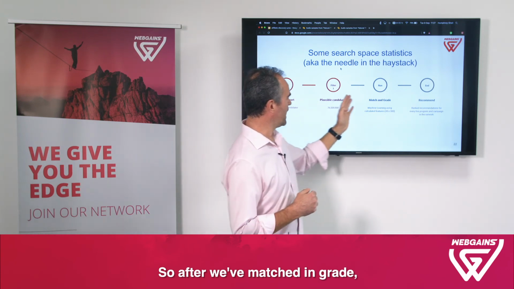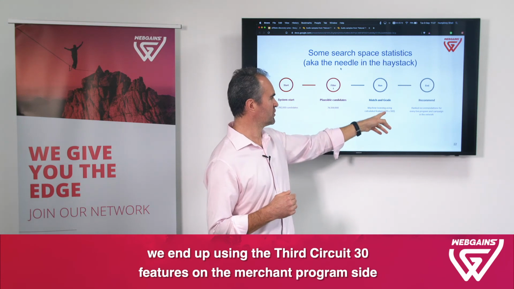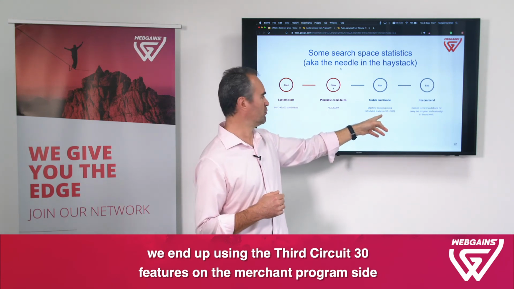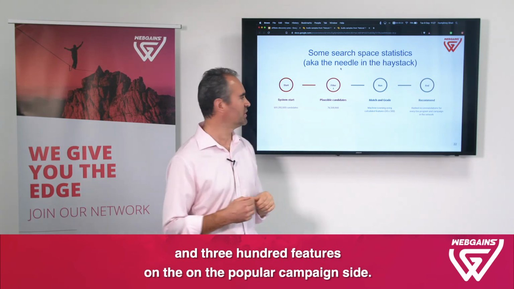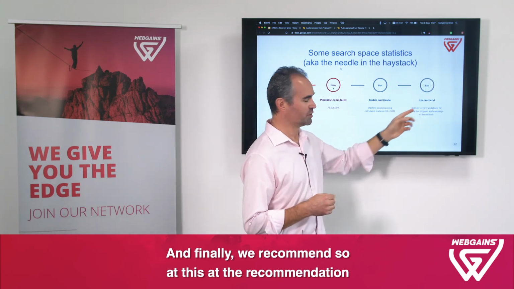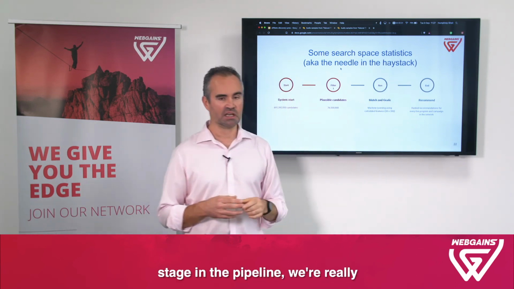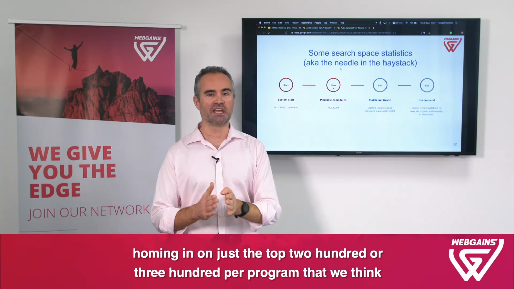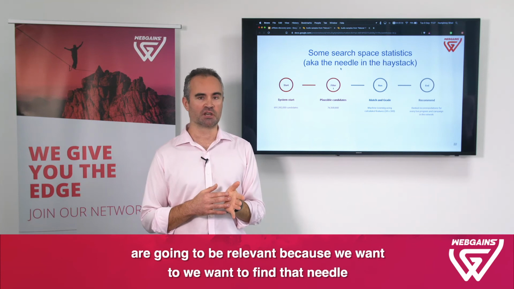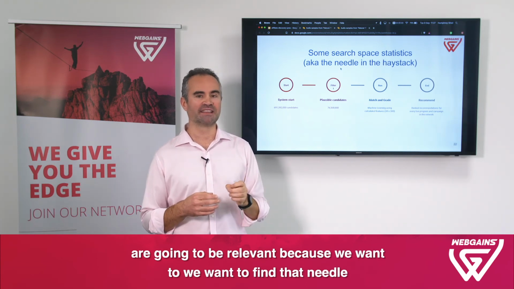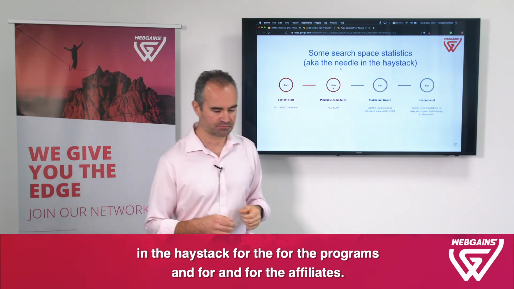So after we've matched and graded, we end up using circa 30 features on the merchant program side and 300 features on the publisher campaign side, and finally we recommend. So at the recommendation stage in the pipeline, we're really homing in on just the top 200 or 300 per program that we think are going to be relevant, because we want to find that needle in the haystack for the programs and for the affiliates.